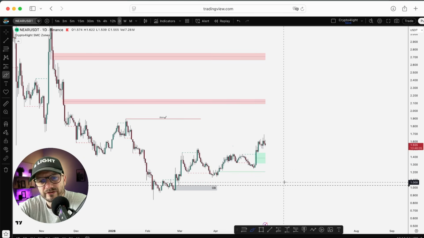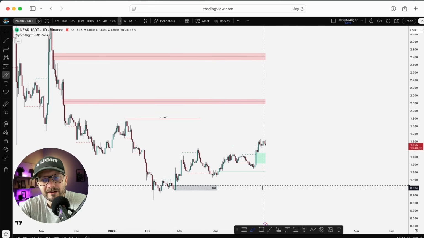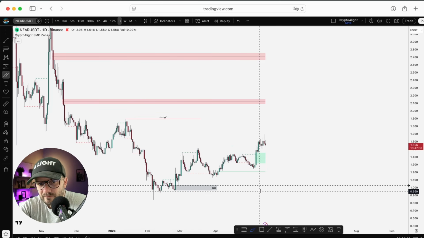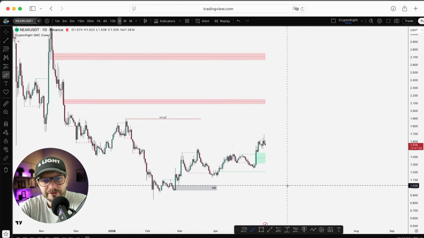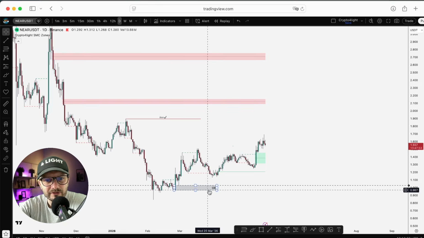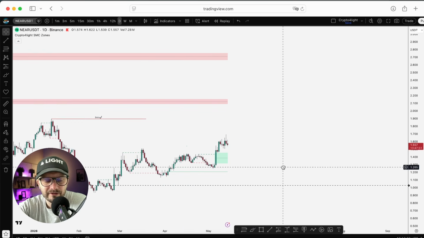But I don't think they will drop to my entry. I got an alert at this order block, like $1.02, but I'm not sure. I'm not sure they will dump the price.